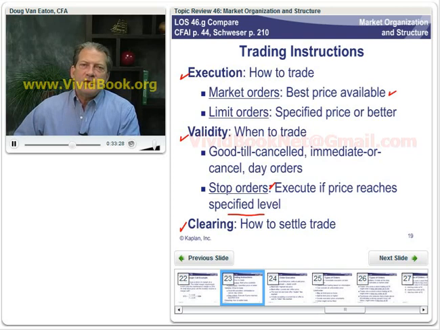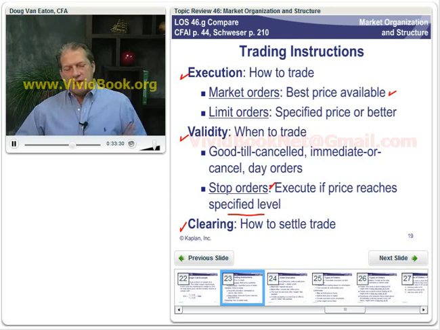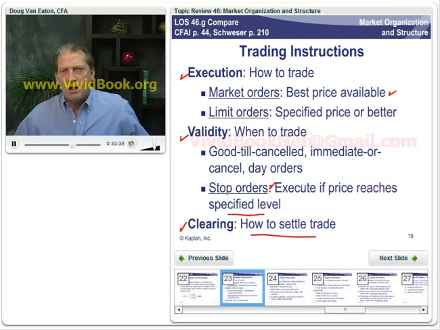Clearing. The clearing instructions say how to settle the trade. Most trades are settled in a regular way settlement, but specific different settlement can be arranged. So you can have settlement instructions on those trades as well.